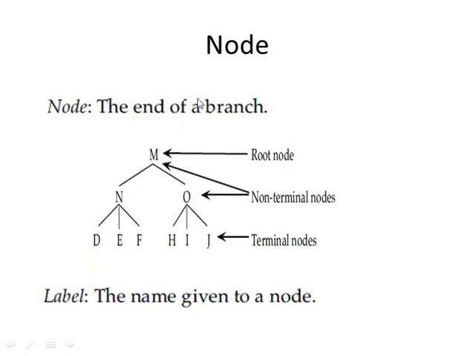Okay, now we'll talk about nodes. So these are the nodes. A node is the end of a branch. So M is the end of a branch because it is divided into N and O. N and O are also nodes, the ends of these branches. But then N is divided again, and these are also nodes. But now we have a label or name for the nodes. Jadi nodes ini ada namanya sendiri.